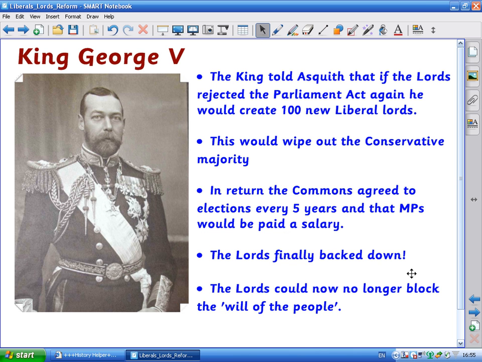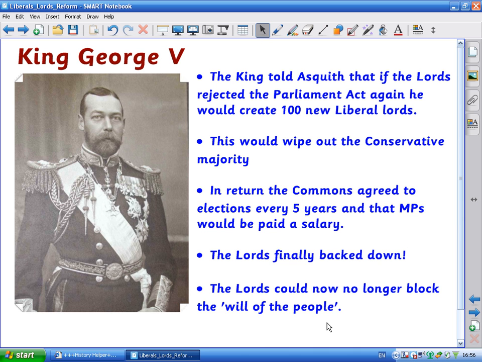Now, under the threat of the King wiping out the Conservative majority, the Lords basically backed down. They knew that if they lost their majority, it would be bad for them in the long run. So they backed down. But essentially the Parliament Act, which was now law, meant that the Lords could no longer block the will of the people.